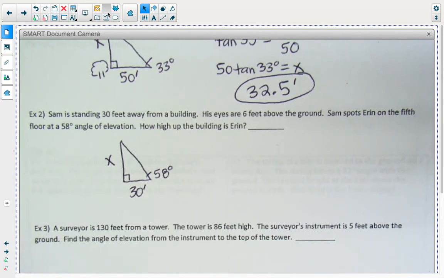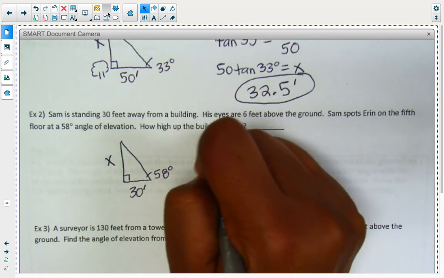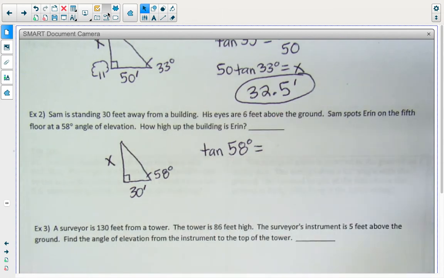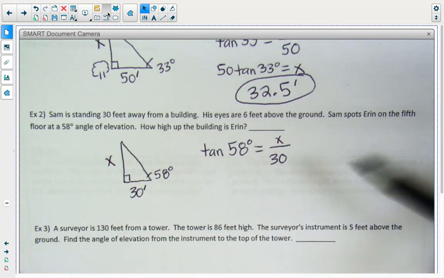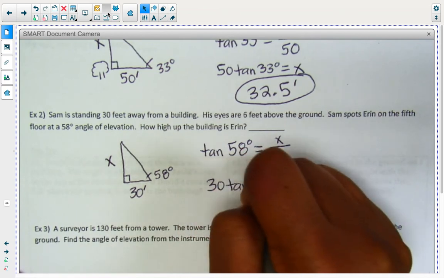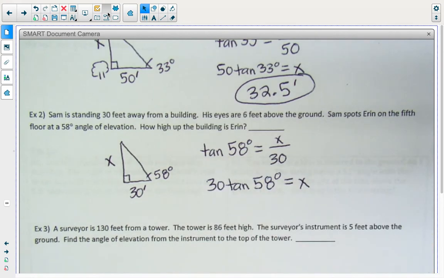So we set up a relationship. Hopefully you notice this is another tangent problem. I have the opposite side that I'm looking for, and I know my adjacent side. So this is the tangent of 58 degrees is equal to the opposite side, which we don't know, over the adjacent side. We multiply both sides by 30, and you get 30 tan 58 degrees is equal to x. Now we go type this in Desmos.